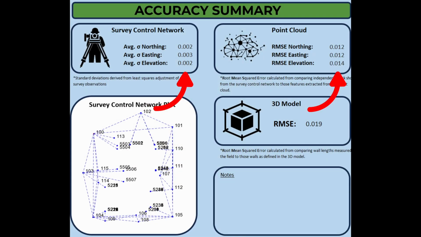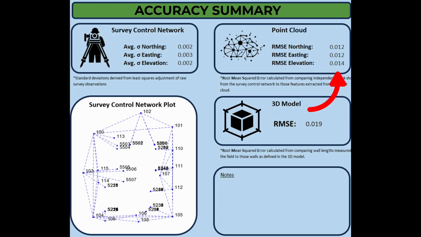The first two levels of QC are more so for my knowledge. If my survey control QC comes back with issues, I know I need to fix the survey control before registering the point cloud to it. And if the point cloud QC comes back with issues, I know I need to fix the point cloud registration before trying to extract data from it.